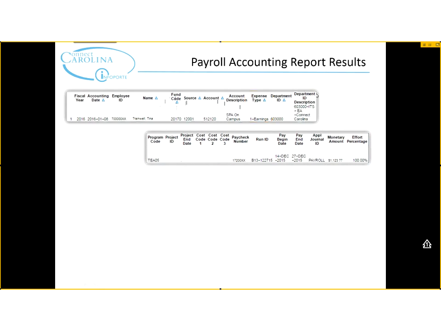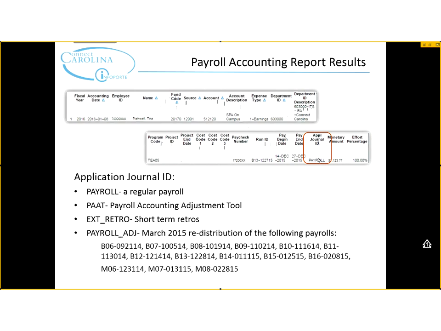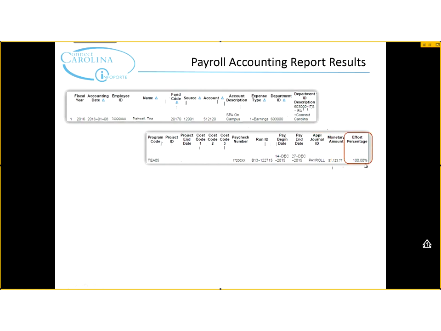We've got the account department, the department description, program code, project ID, project end date would also appear here, as well as your cost codes 1, 2, and 3, paycheck number, run ID, your pay begin and end date here, your application journal ID, your 4 possibilities there: payroll, PAT, external retro, or payroll adjustment. And those 4 we previously defined, and they're also in the step-by-step guide.